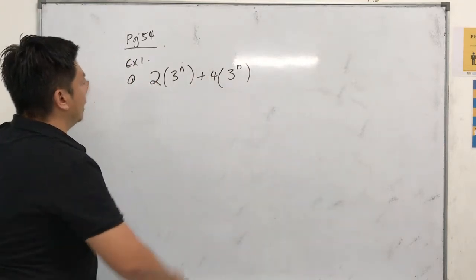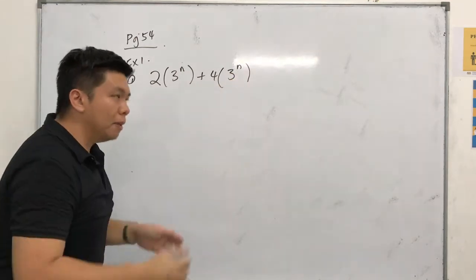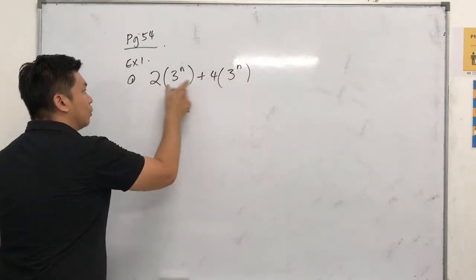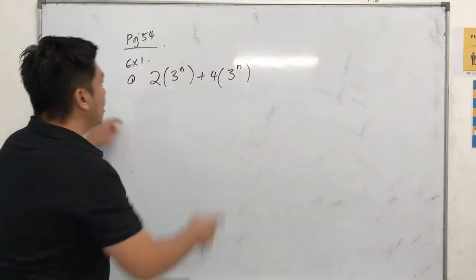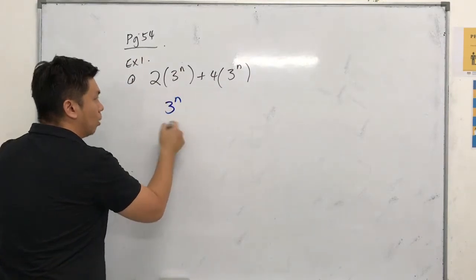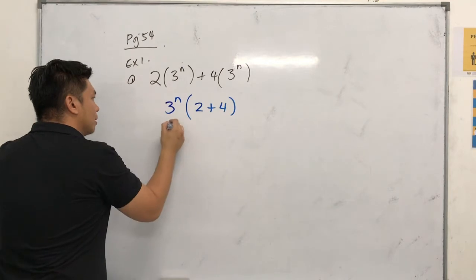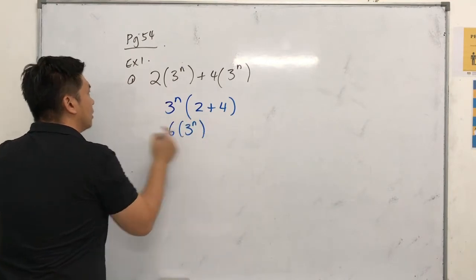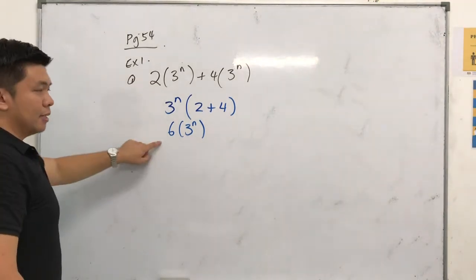Listen very carefully. Since you have 3 to the power of n over here and 3 to the power of n over here, normally when you have something which is the same, we try to factorize. If you still understand what is factorize, we factorize the things that are the same. So 3 to the power of n we put outside. Open the bracket, what is left here? 2 plus 4. So your answer is 6 times 3 to the power of n. So this is the first question. Question number 1, your answer is 6 times 3 to the power of n.